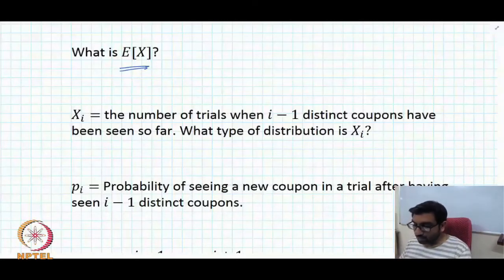What type of distribution is Xi? Well, if you've seen i minus 1 coupons so far, you pick a coupon. If it's a new coupon that you've never seen before, it's a success, and that particular phase is already over. But if it's a coupon that you've already seen before, then that's a wasted trial. You have to repeat again. So if you think about it, this is nothing but the geometric distribution.